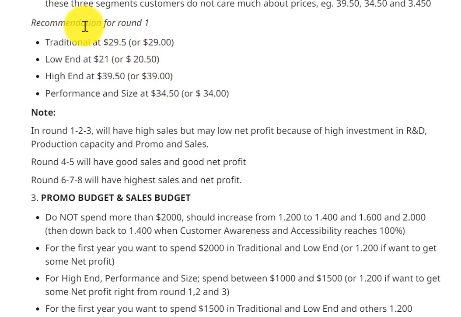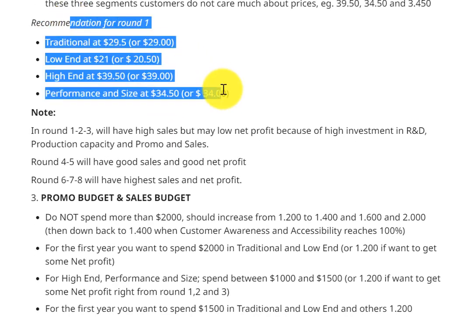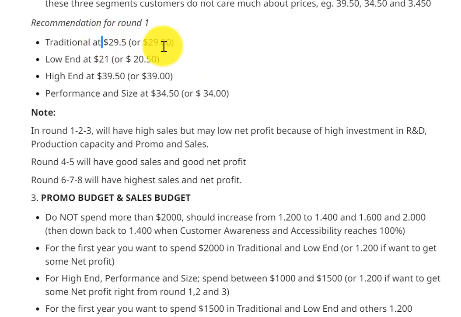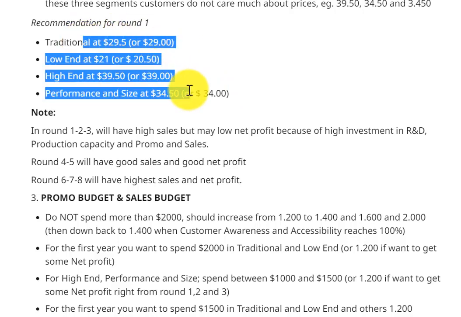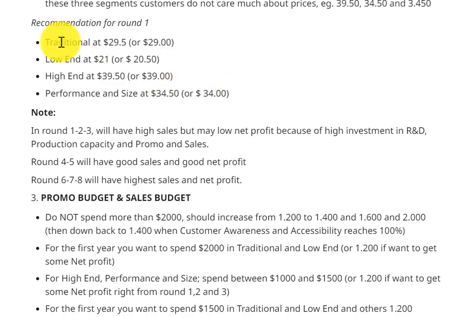But I say again, you can use this as a suggestion in round 1, and each round you can reduce the price by 50 cents for all the segments to keep the price competitive. But before you do so, you need to check the career report to see the price of the most competitive competitor and set the price just lower than that by 50 cents.